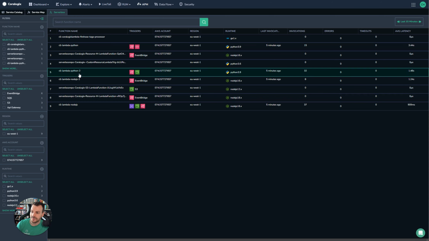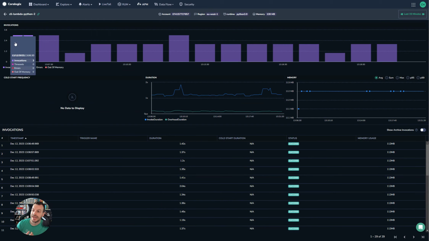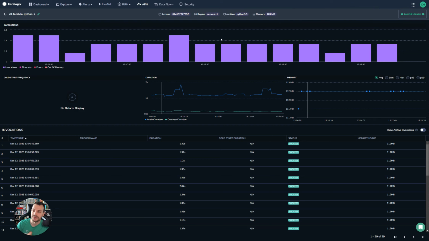Now, if I select one of my Lambda functions here, I can see some important information. I can see I have invocations here, so I can see a breakdown of all of my invocations. These are all successful by the looks of things, but I can also see timeouts, errors, and out-of-memory events occurring here. Same thing with duration and memory, and I can even see the individual traces occurring.